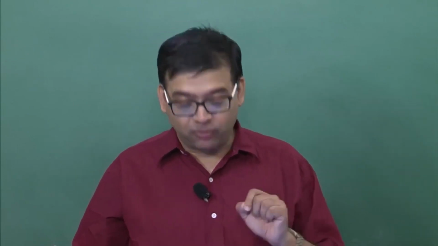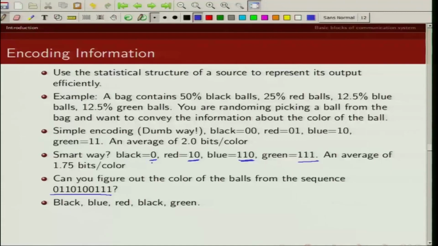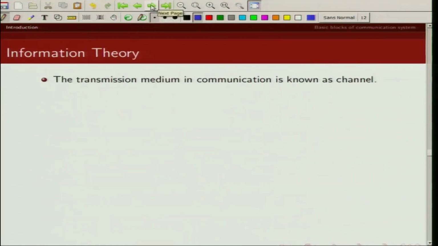So this is an example of variable length coding where we use variable length code to describe the color of the ball, and you can see that we are getting an advantage in terms of the number of bits we are using to describe the color compared to this dumb way of describing, where we are not taking into account the fact that black balls are more likely to happen than, let's say, blue balls, green balls or red balls. Okay. So the message is like this.